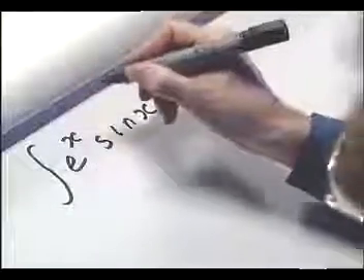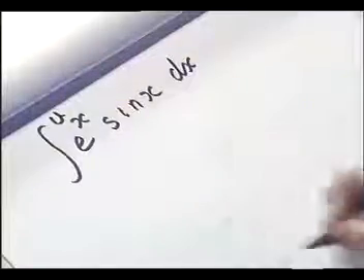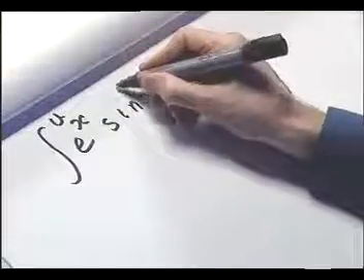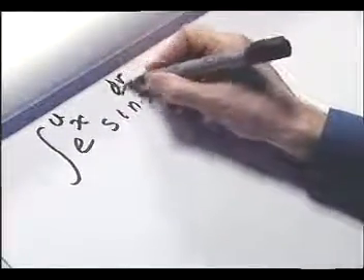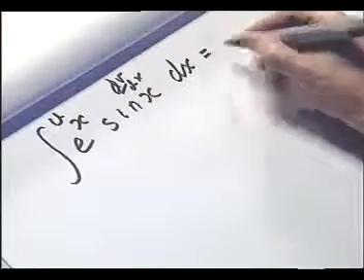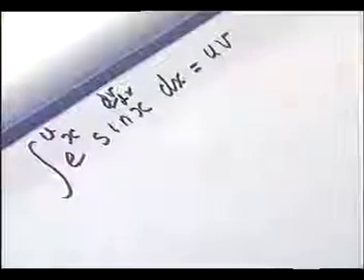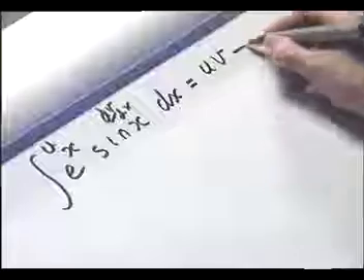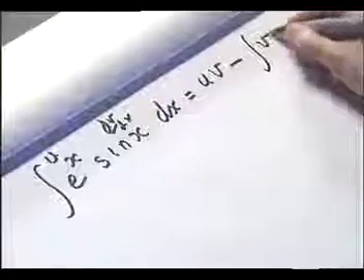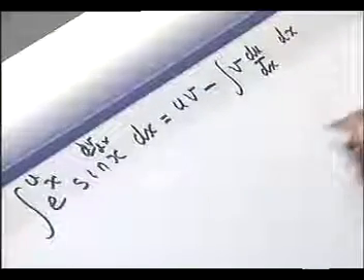So the choice that I'm going to make really doesn't matter, but I'm going to do it anyway. So I'm going to call this u, e to the x, and I'm going to call the sine x dv by dx. Equals. Let's write down the formula. uv minus the integral of v du by dx with respect to x.